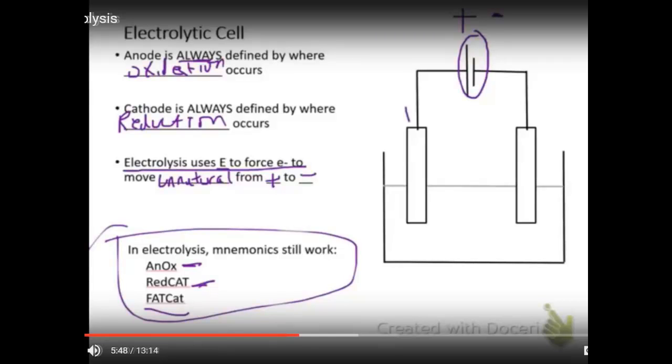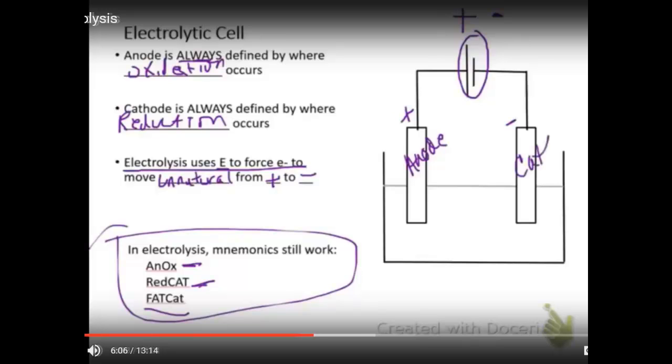So if I make this positive, this is going to be my anode, because remember it's positive here, and the electrons are flowing. They're not flowing from negative to positive like they naturally would. They're flowing the opposite way. So they're going to flow from positive to negative.